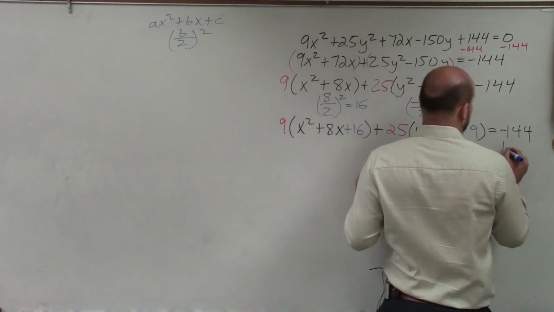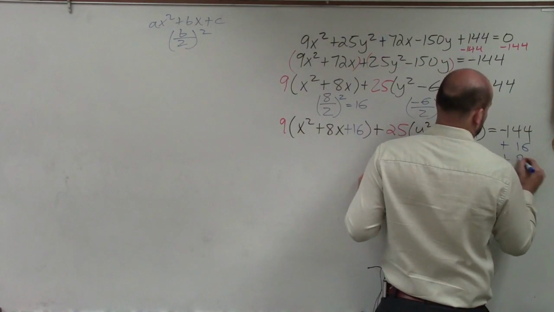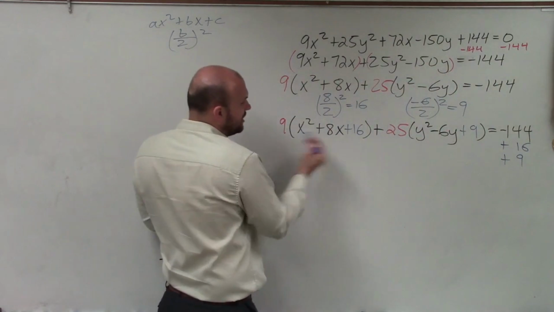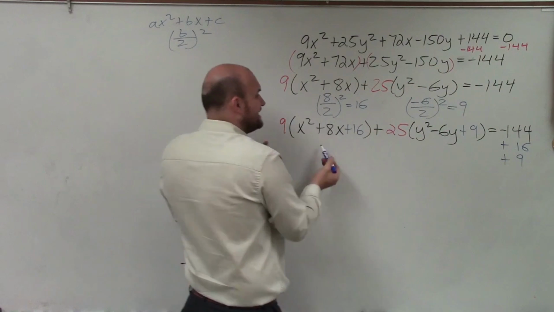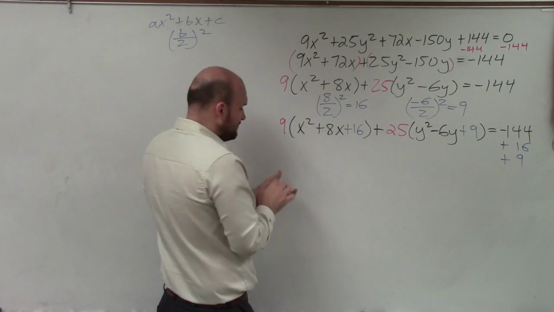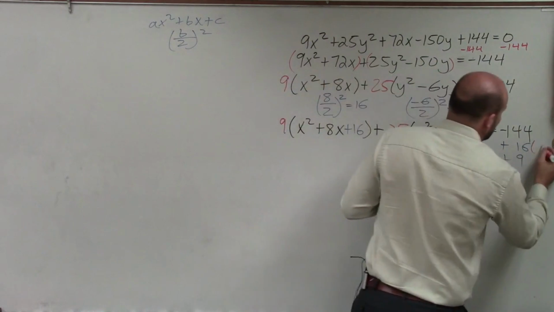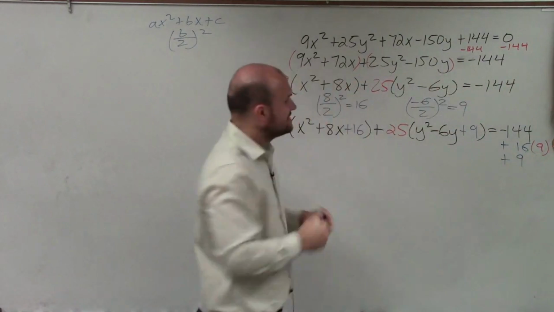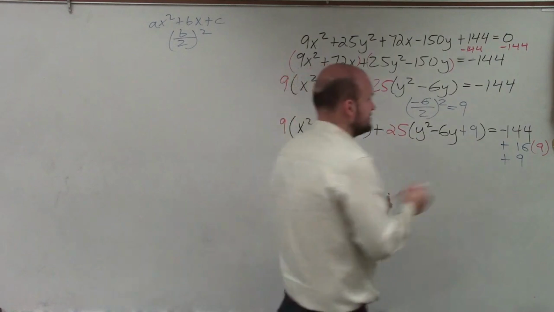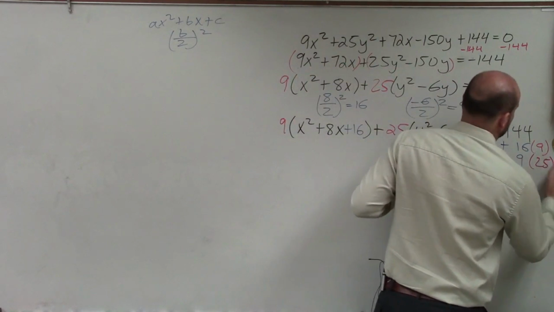If you add something on the left, you got to add it on the right. However, we got to make sure that when I add this on the left side, I added it inside the parenthesis. And inside the parenthesis, it's being multiplied by 9. So therefore, on the right side, I got to multiply this value by 9. And since I added 9 inside parenthesis here, that is being multiplied by 25. So I'm going to multiply this by 25.